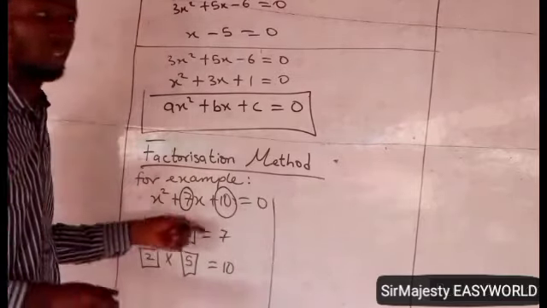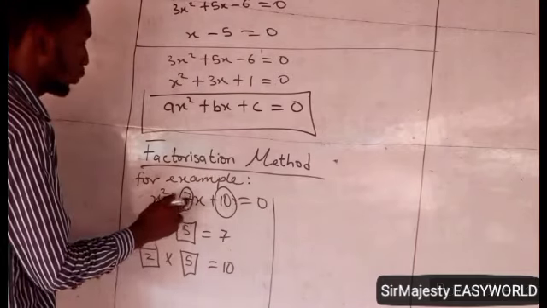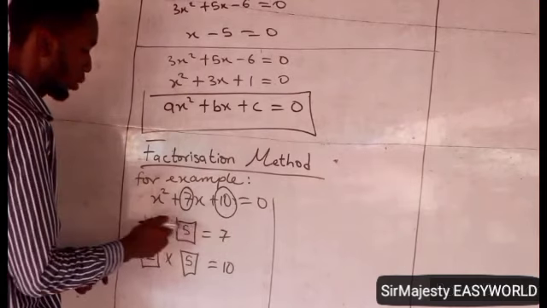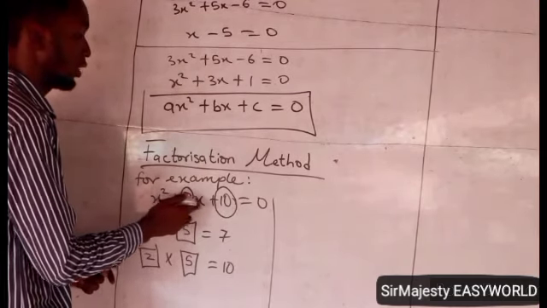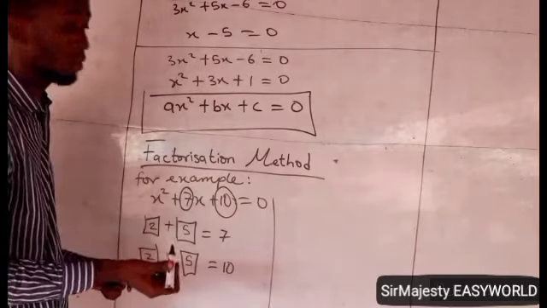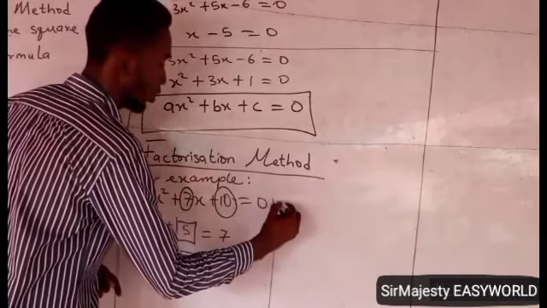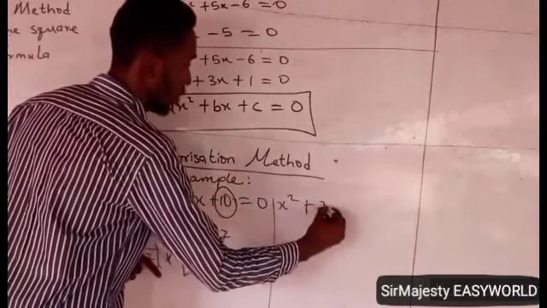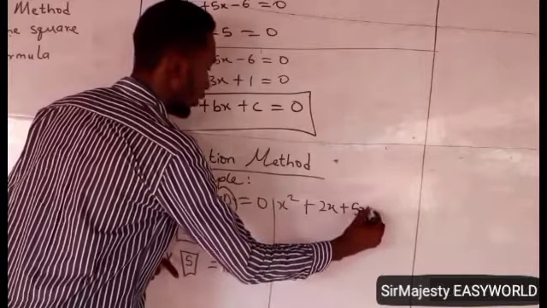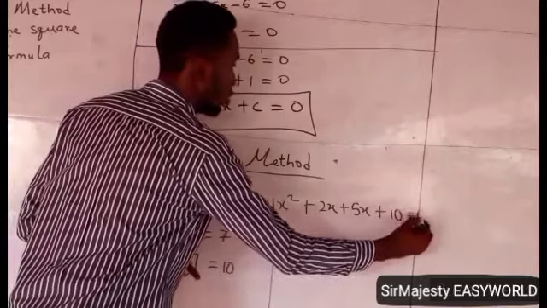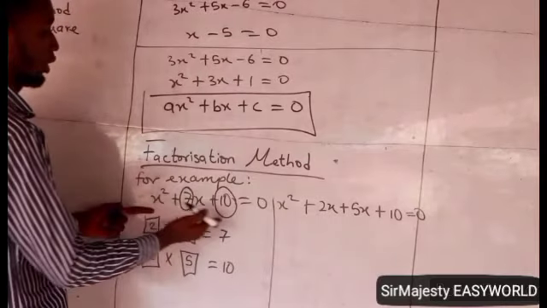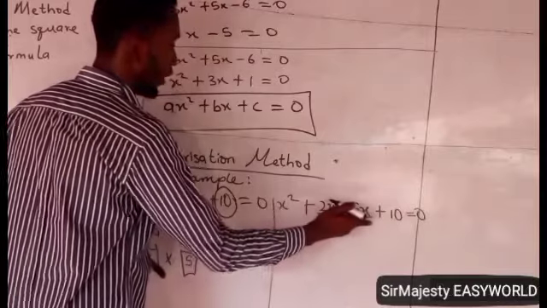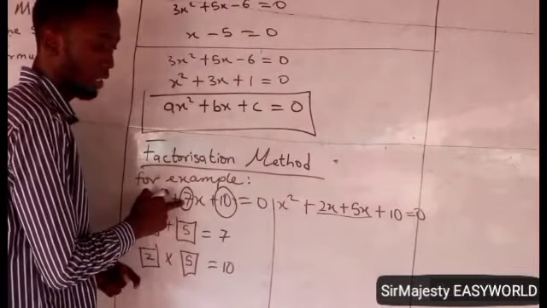So the next step of the factorization process is to split this 7x into 2x and 5x. Since we know that 7 is equal to 2 plus 5, it also means that 7x is going to be 2x plus 5x. So we will rewrite the equation x squared plus, instead of writing 7x, we now replace it with 2x plus 5x, plus 10 equals 0. So this equation and this one are the same thing. The only thing we change here is the 2x plus 5x, which we use to replace 7x.